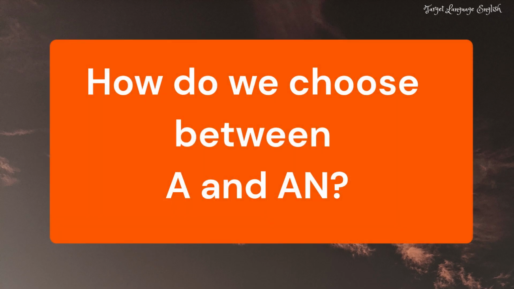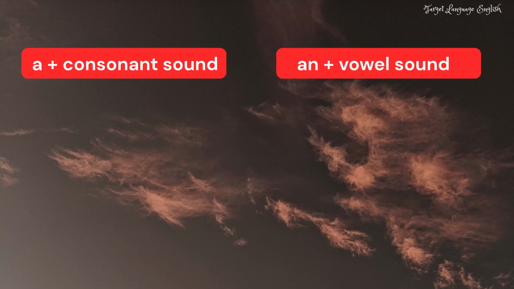Now we have another question. When do we use a and when do we use an? The basic rule is simple. Use a before a consonant sound. Use an before a vowel sound. Listen carefully. We're talking about the sound, not just the first letter. So a before a consonant sound, an before a vowel sound.